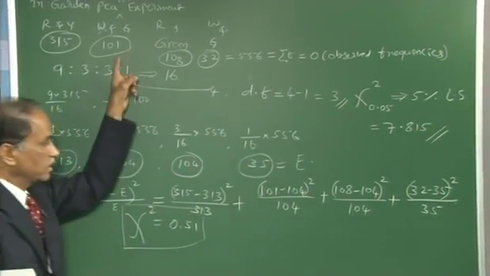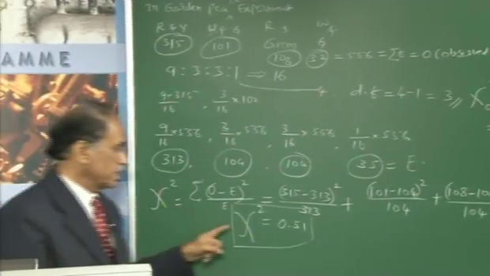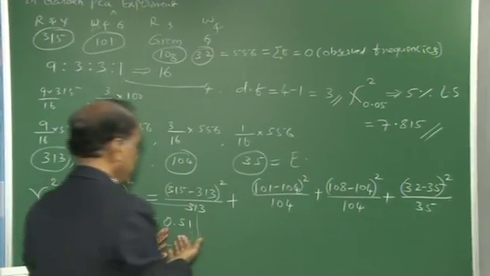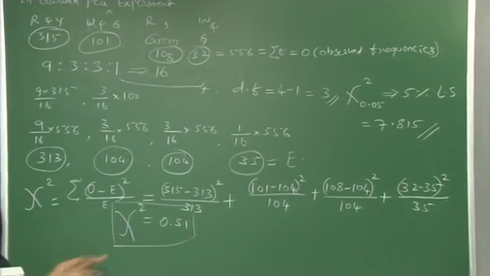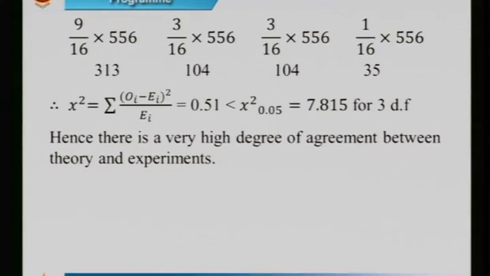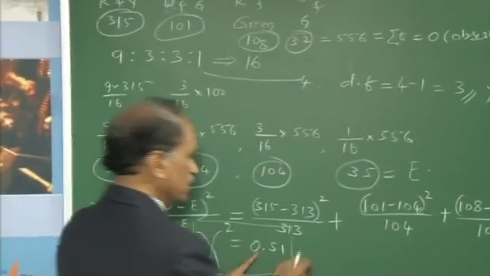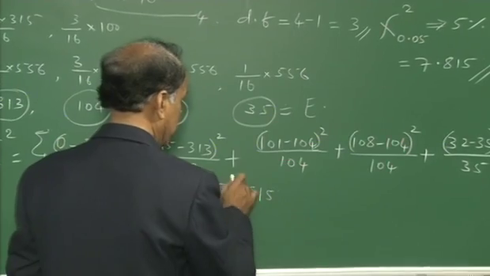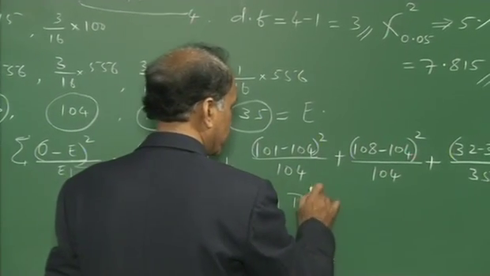Now, from the example, what we calculated is chi-square equal to 0.51, and if you compare these two values, the chi-square value is less than the table value. Already you know that less than the table value means we can accept the high degree of agreement between theory and the facts, that means theory and the experiment. That means 0.51 is less than 7.815, that is the table value.